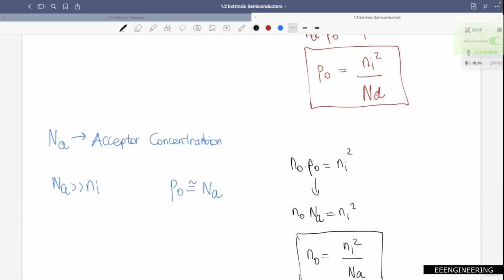So this is pretty much everything about extrinsic semiconductors. In the next video, we're going to solve two examples about that. They're going to be easy examples, and we're going to use the formulas we have found for electron and hole concentrations. As you can see, the topic is really easy.